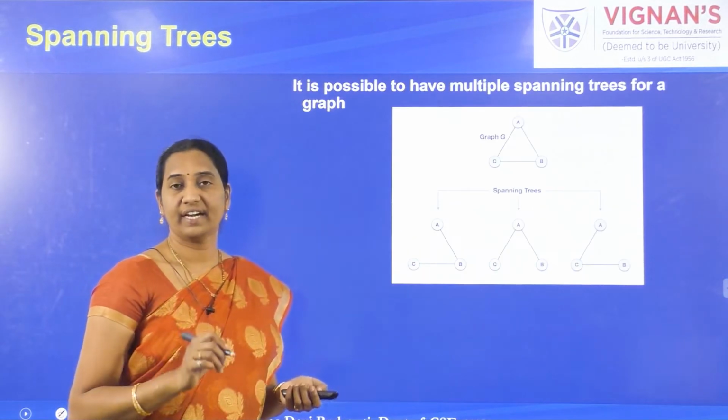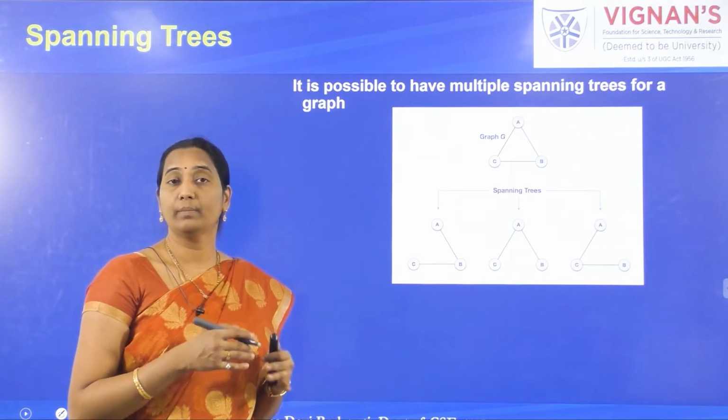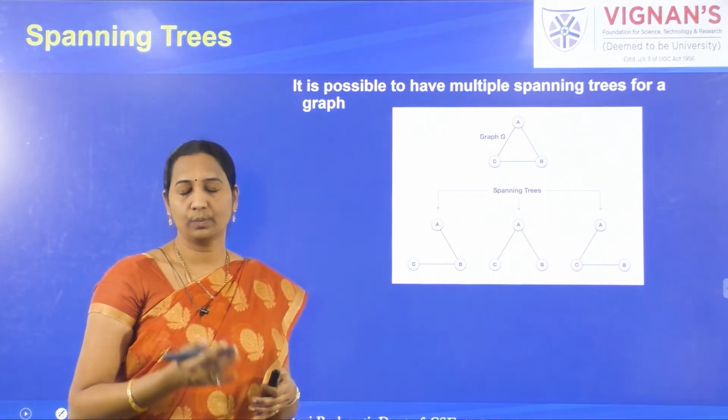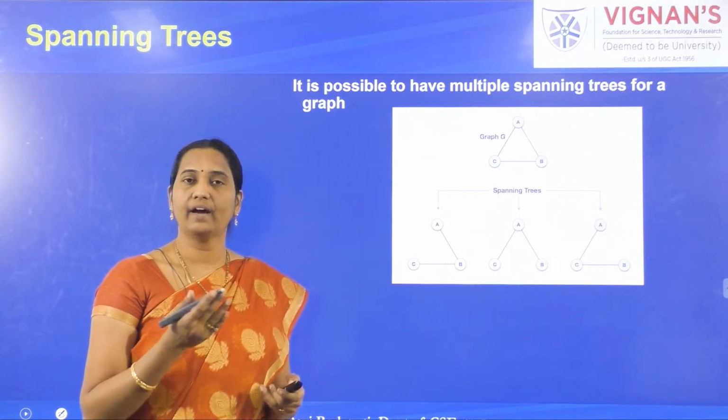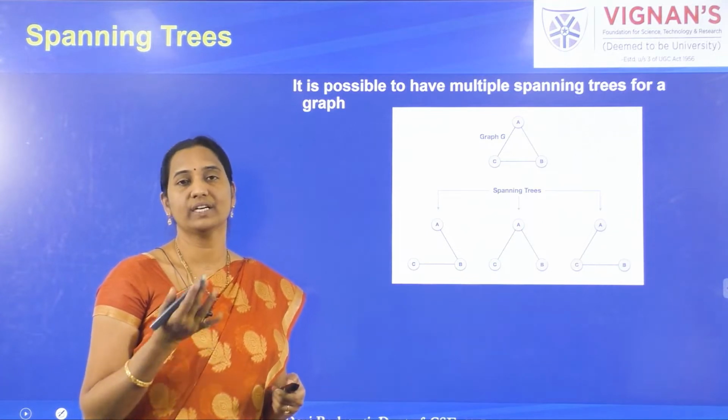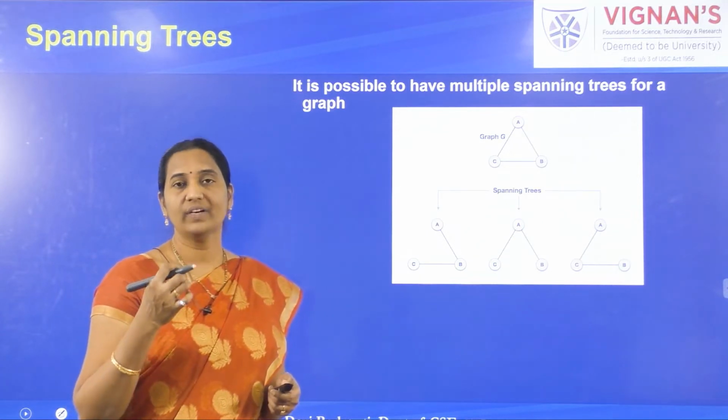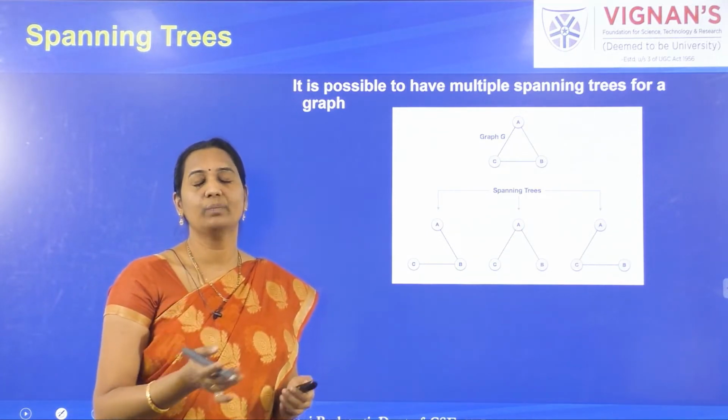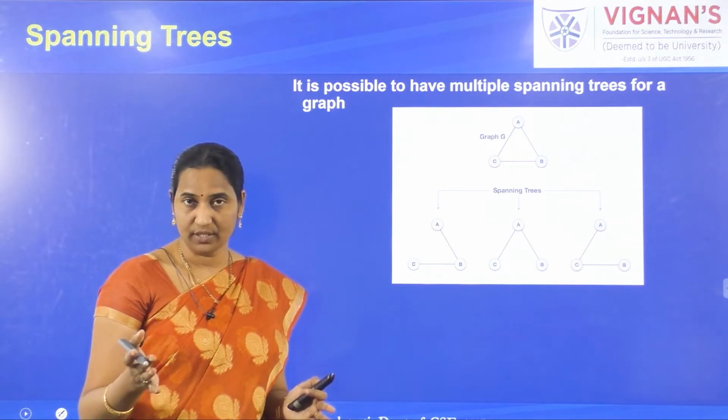Of course, for a given graph, it is possible to have more than one spanning tree. It need not be a unique spanning tree. You can have multiple possible spanning trees for a given graph, especially when the given graph is a complete graph, you will have more spanning trees.